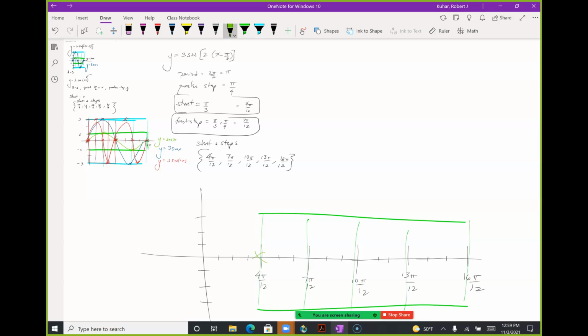And then I know, of course, the pattern for sine. 0 to max, to 0 to min, to 0. And there's my sine. There's my final answer. Ouch. Right? Am I right? Headache?